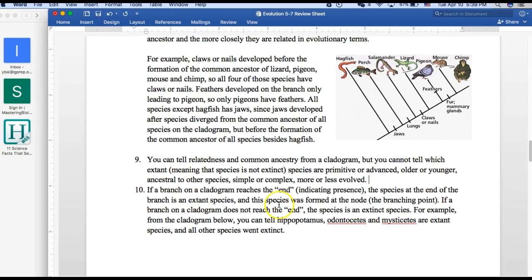you cannot tell. This one is saying that if a branch on a cladogram reaches the end, so all of these species are at the tip of the tree, that means all of these are extant species, I'm sorry. That means they're all present, they're alive. But if you have one of these branches cut short over here, for example, that means that species went extinct.